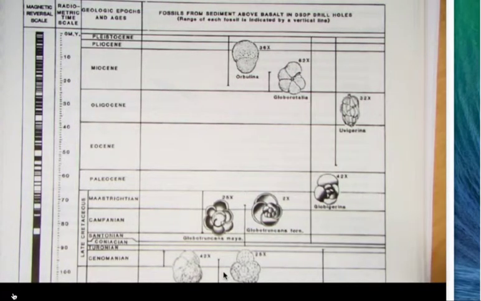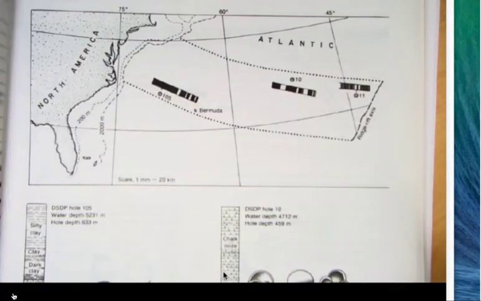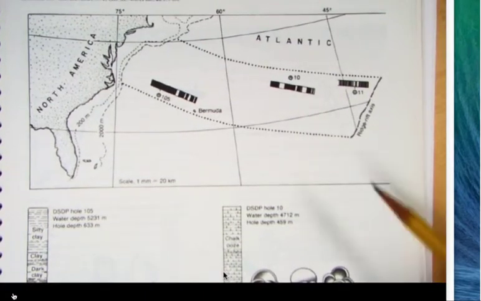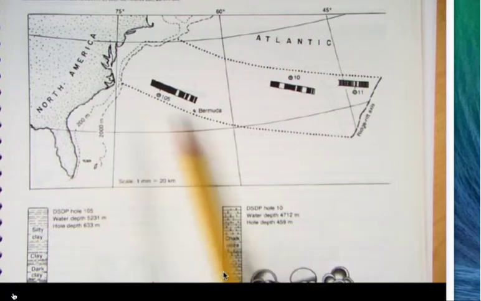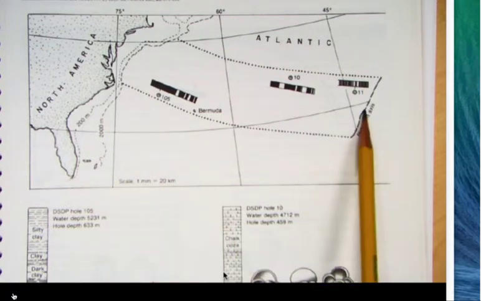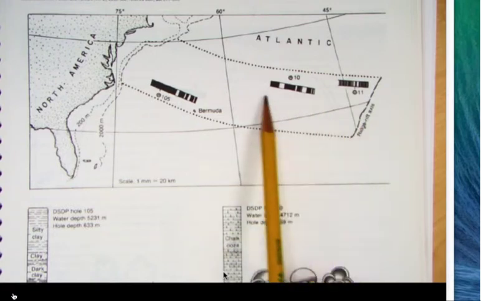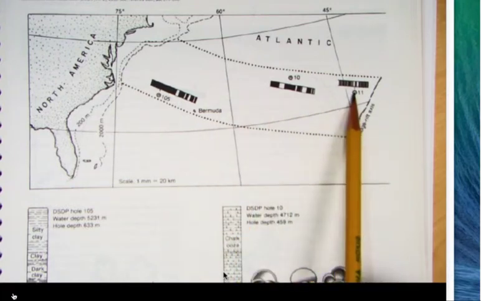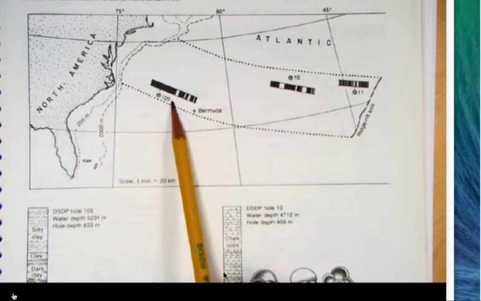So let's say, and this is what scientists first did, they went to the seafloor and they were trying to figure out the age of the ocean floor, right? In this example, we're seeing the Mid-Atlantic Ridge and North America. And remember, seafloor spreading states that new seafloor is formed at the ridge and gets older as you move farther away. These numbers, hole 11, hole 10, hole 105, represent the Deep Sea Drilling Project, where they took a ship out to the ocean, had to go through all that water, and then drilled into the seafloor and pulled out a core of the seafloor.